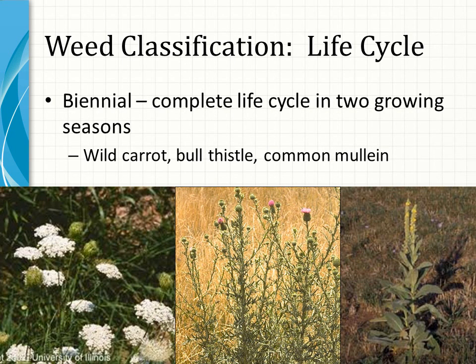Next, we have biennial weeds. These are weeds that complete their life cycle in 2 growing seasons. Most commonly, these would be things that grow very small and low to the ground in a rosette form the first year, and then the second year they bolt and flower, which is when they're usually most noted. Below you can see some pictures of some common examples, such as wild carrot or Queen Anne's lace, thistles, and also common mullein.